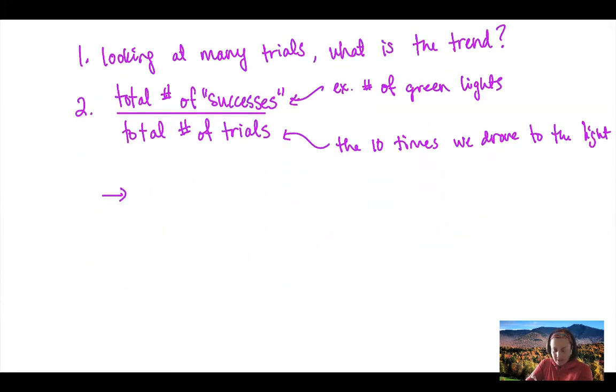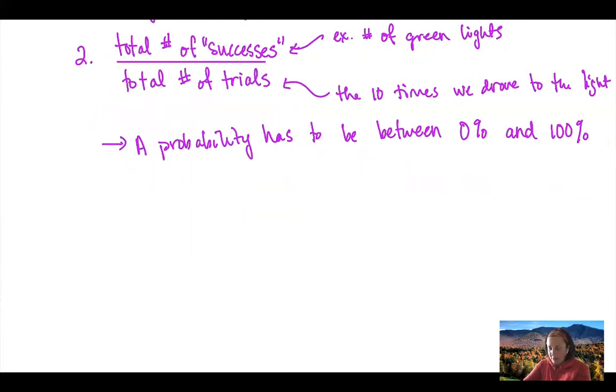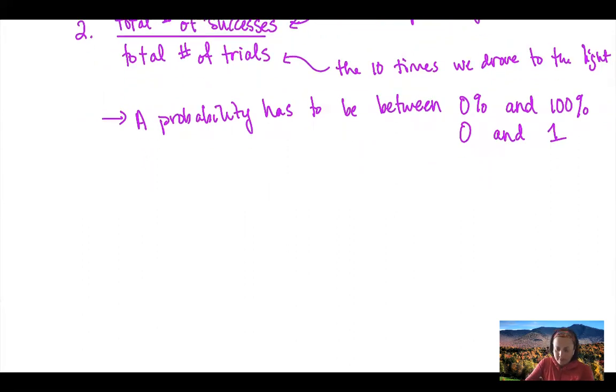Another thing that you also saw, a probability has to be between 0% and 100%. You might also see these written as decimals, so it has to be between 0 and 1, right? So any decimal in between there. You can't have probabilities over 100%, even though we talk about that sometimes.